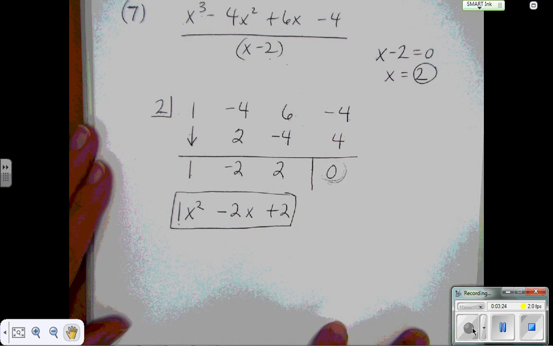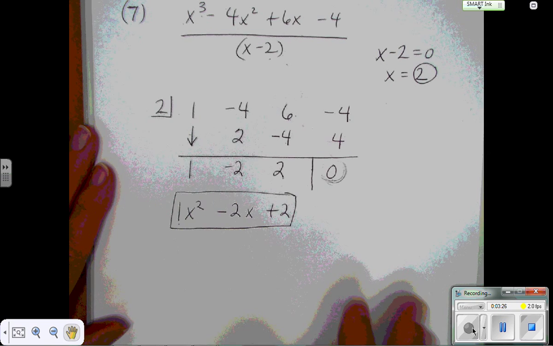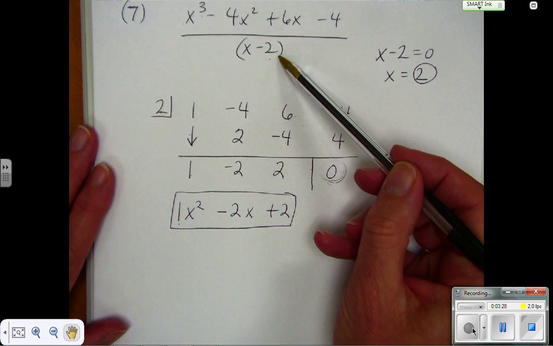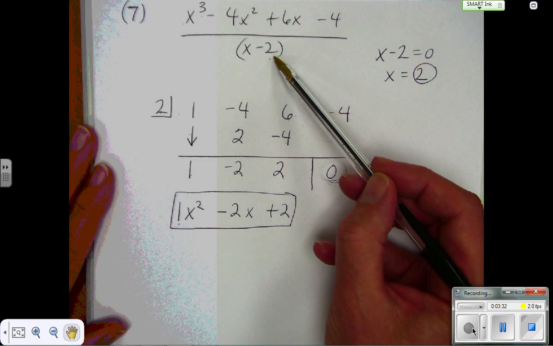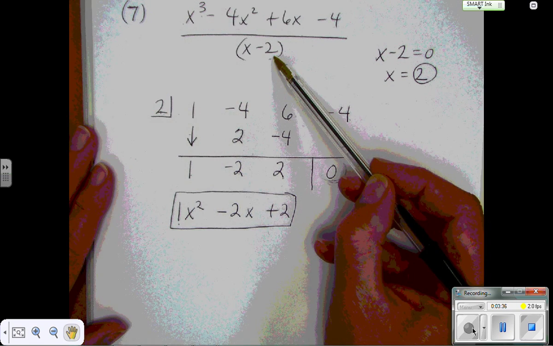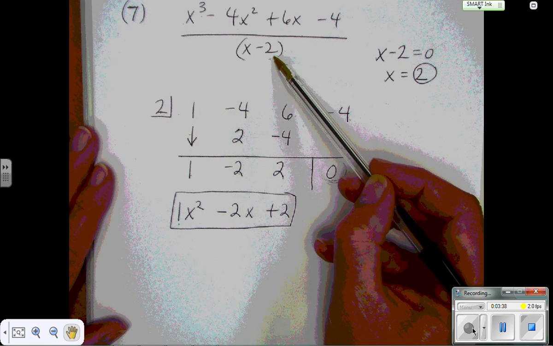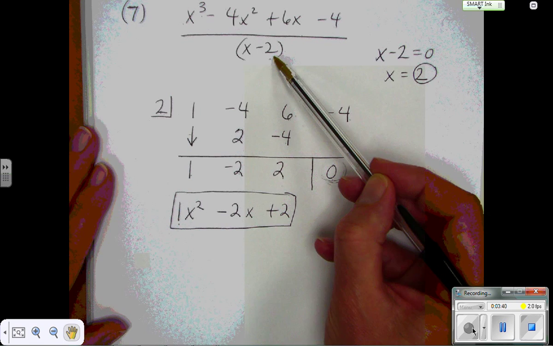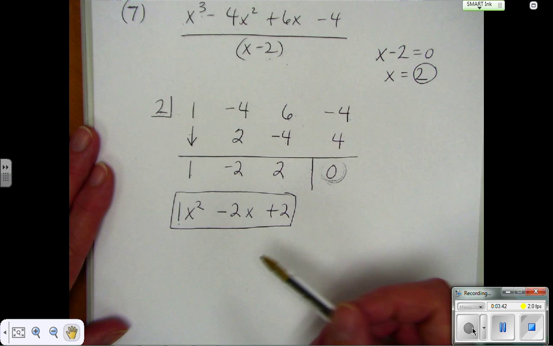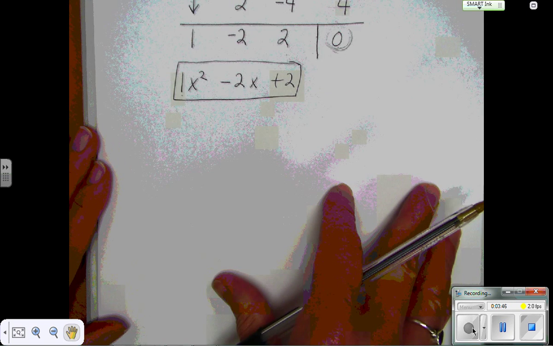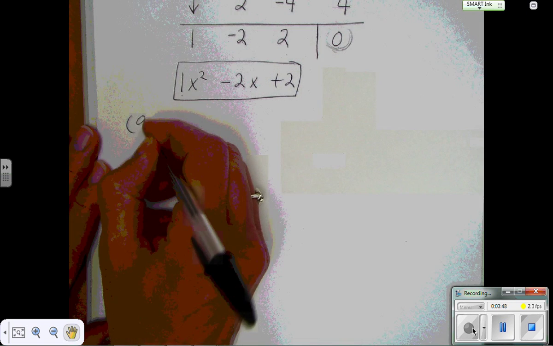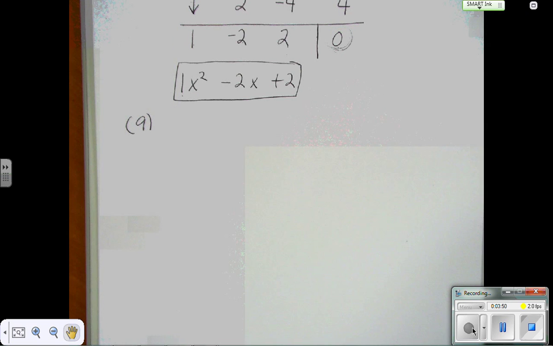Now, synthetic division, the only drawback that you have is when you're dividing with synthetic division, you can't have anything in the denominator besides to the first power. The highest exponent you can have in the denominator, the thing that you're dividing by, is a 1. That's the only drawback, really, to synthetic division. Okay, so let's look at number 9. Number 9 is going to be a different type of problem.